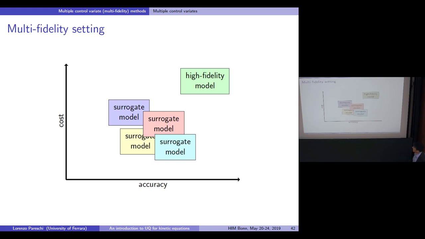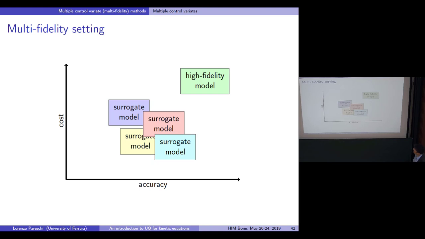The general ideas we introduced yesterday, I'm going to just recall quickly. We have our model, which we refer to as the high fidelity model. In our case, you may think of the full Boltzmann equation. And we want to perform some sensitivity analysis with respect to some parameter. And of course, as a model, in general, it's the most accurate one because it represents the reality for us. But of course, the cost is higher.